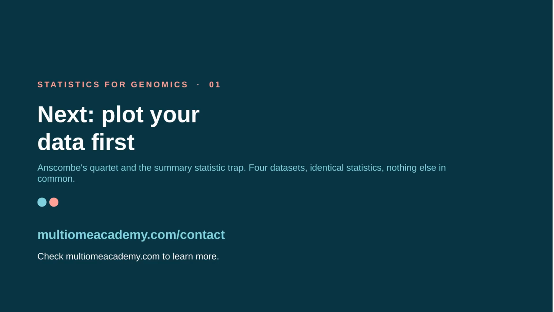This is the first video in the Statistics for Genomics series. Next we look at something that comes before any test at all, Anscombe's quartet, and what happens the moment you compute a summary statistic and quietly stop looking at your data.